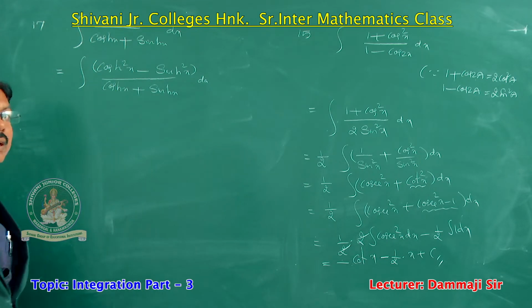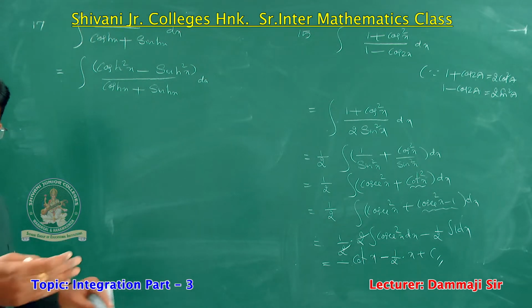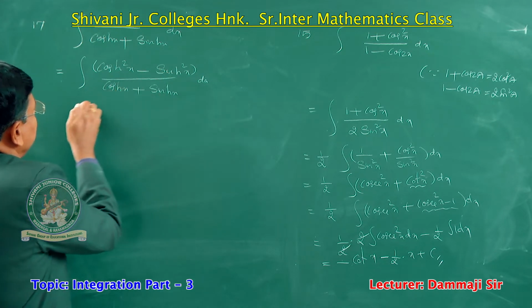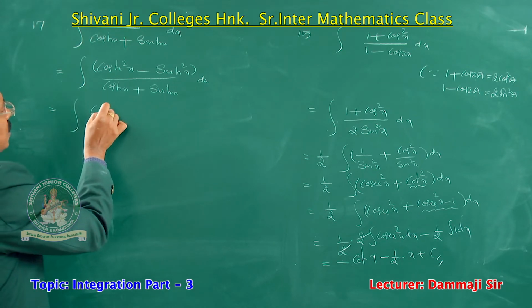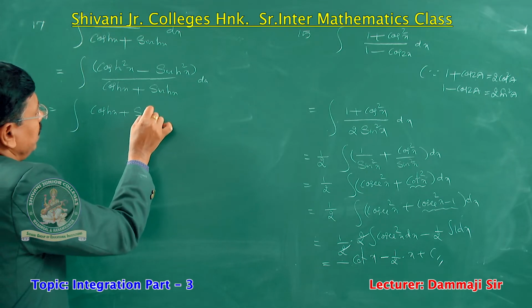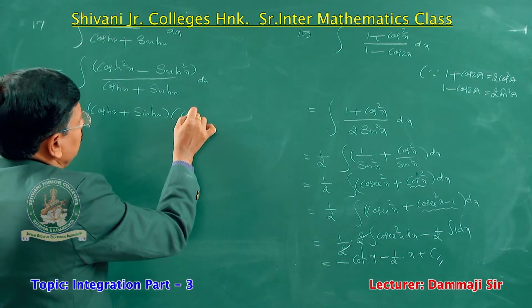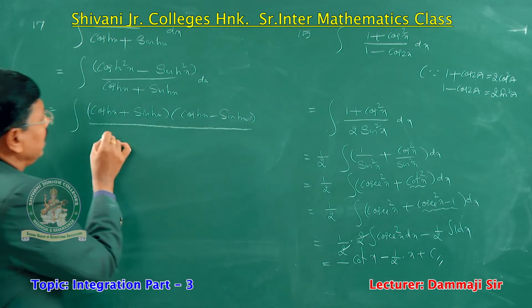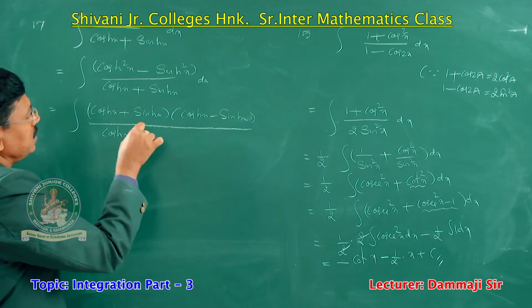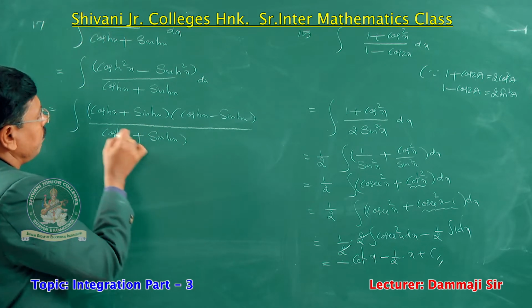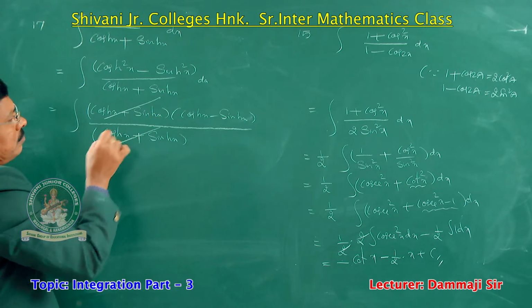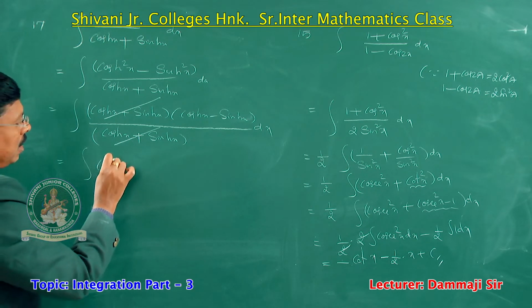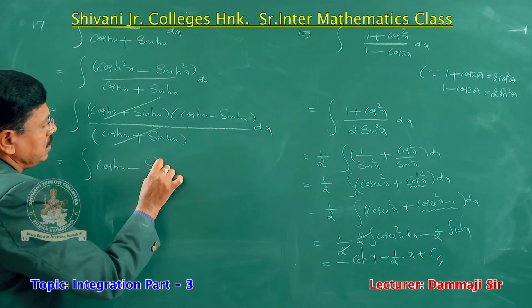Now we can apply splitting into factors. What about the algebraic process? a square minus b square is nothing but a plus b into a minus b. The denominator, same as it is, you can write down, just keep it: cos hx plus sin hx. Okay, fine. So it gets cancelled. After cancellation, we have the term cos hx minus sin hx.